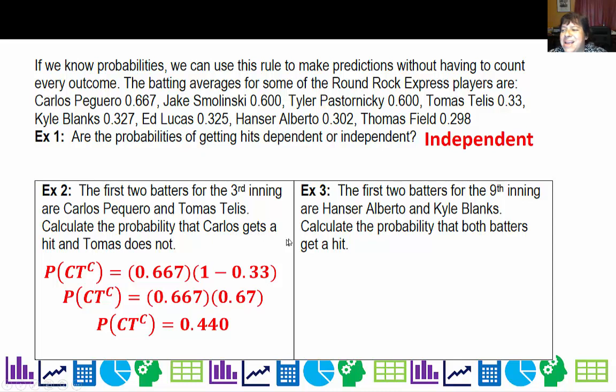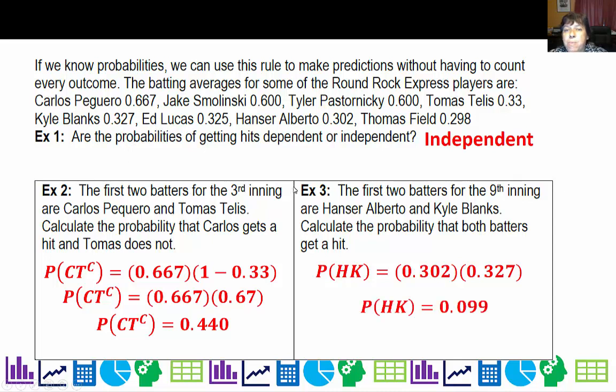Interesting. All right. What's the probability that both batters get a hit when it's Hanser Alberto and Kyle Banks? So we're going to have them both get a hit. Well, it should just be the probability for Hanser times the probability for Kyle, or basically 0.302 here and 0.327. Multiply those out, and I get 0.099, or basically a 10% chance.